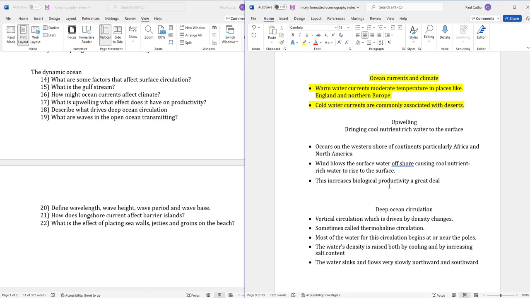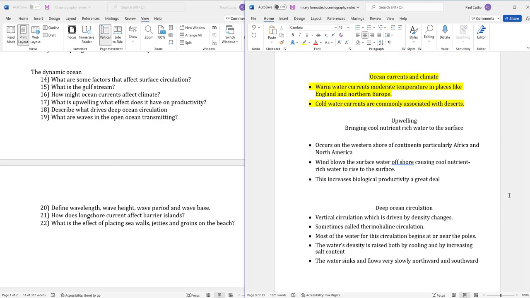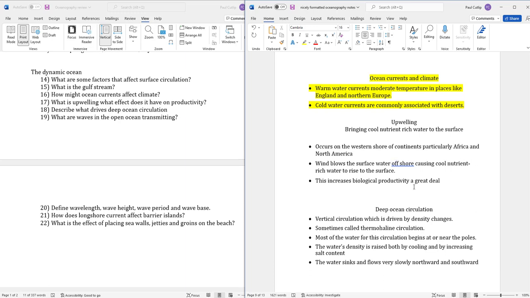Question number 17, what is upwelling? What effect does it have on productivity? Here we are right here. Upwelling is bringing that cold, nutrient-rich water up to the surface, right?